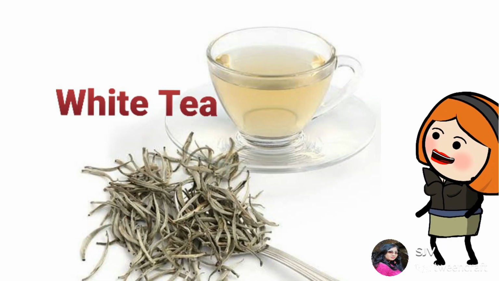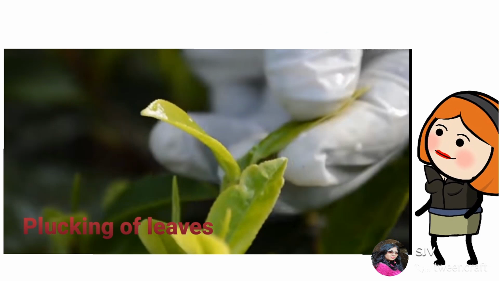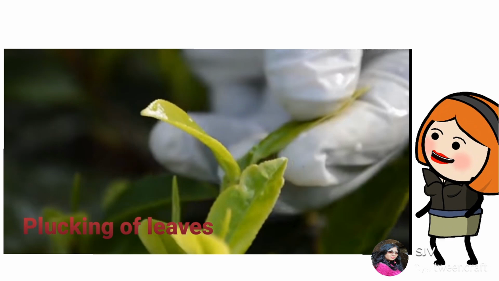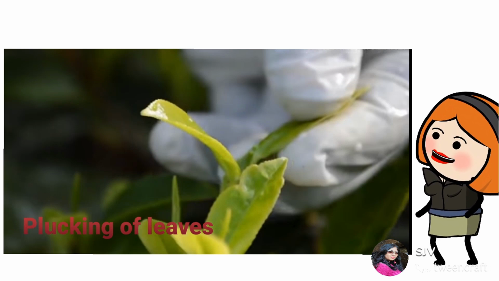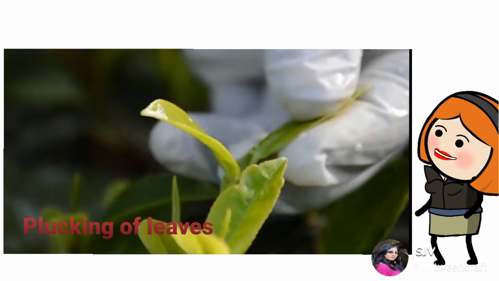Now, let's discuss how white tea is processed. In white tea, leaves and buds are plucked first. Plucking for white tea is carried out when a tea plant is at its younger stage. This plucking is very important as it has an impact on the quality of the tea.